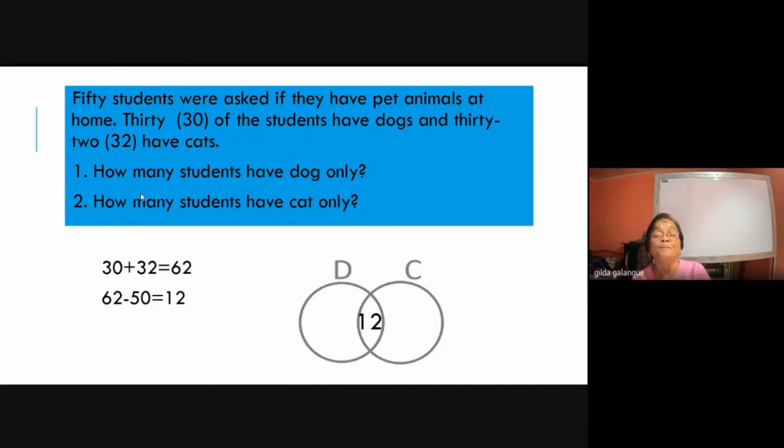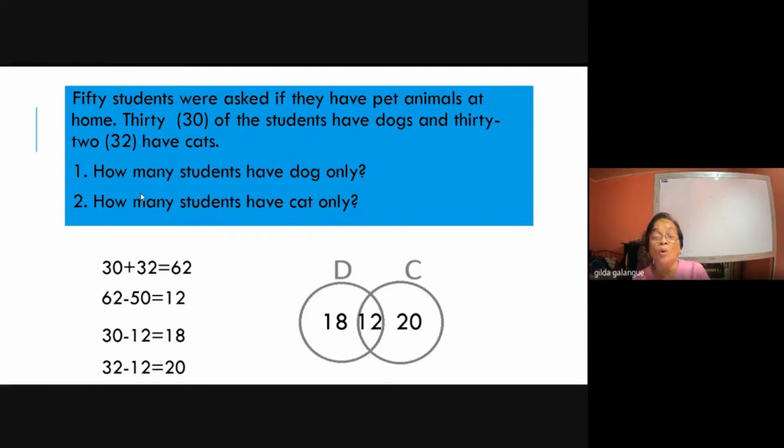Now we have 30 and we need to subtract 12. 30 minus 12. The answer, class, is 18. We need to place 18 in the circle of the set of dog. We place it there, 18. Now we need to subtract 32 minus 12. And what is 32 minus 12? 32 minus 12 is equal to 20.